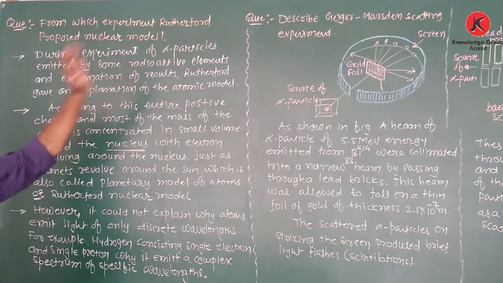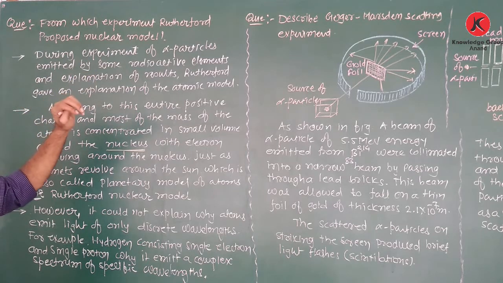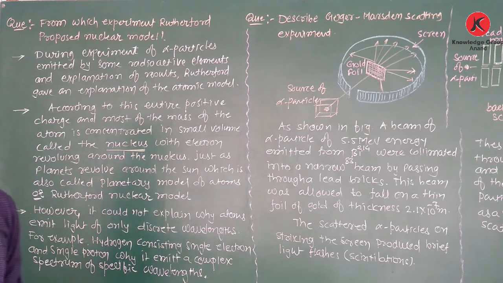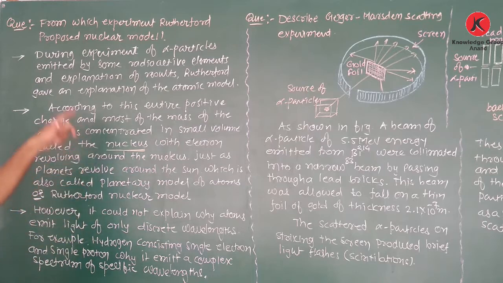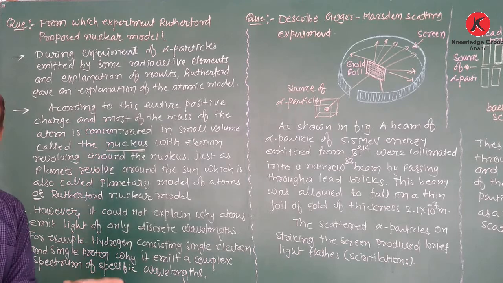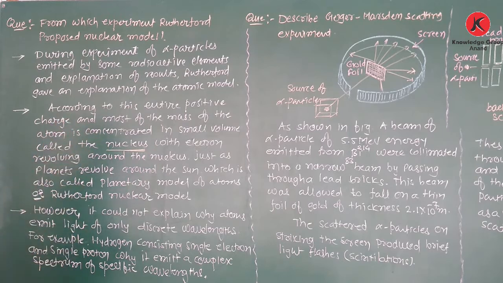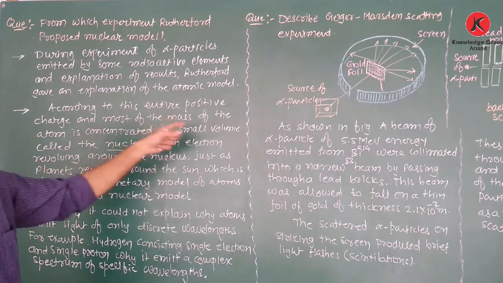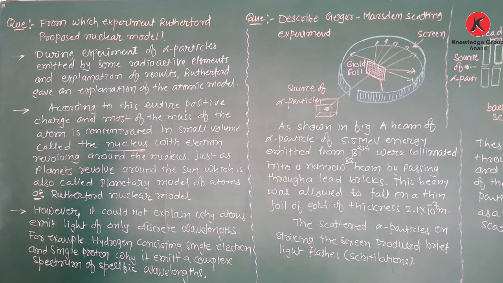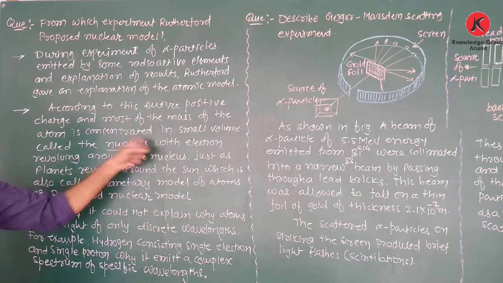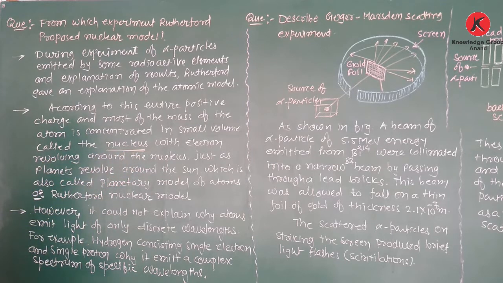When Rutherford performed the experiment with alpha particles emitted by radioactive elements and explained the results of this experiment, he gave the explanation of the atomic model. According to this explanation, he suggested that the entire positive charge of the atom and most of the mass of the atom is concentrated in a small volume, known as the nucleus, with electrons revolving around the nucleus.